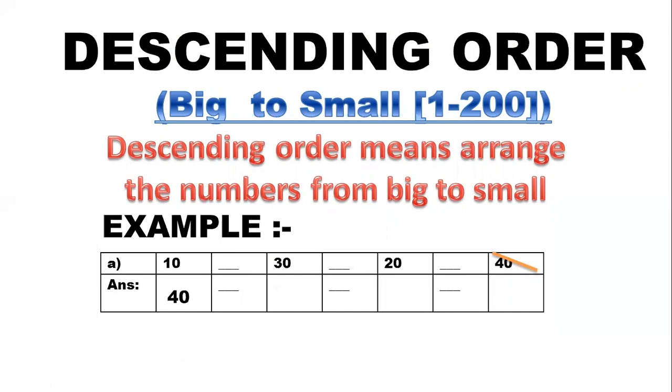The next number will be 30. After 30, which is the next number? 20. Then 10. So this is an easy way to do it. When you cross the numbers which you have written, then you will understand which numbers are left to be written.